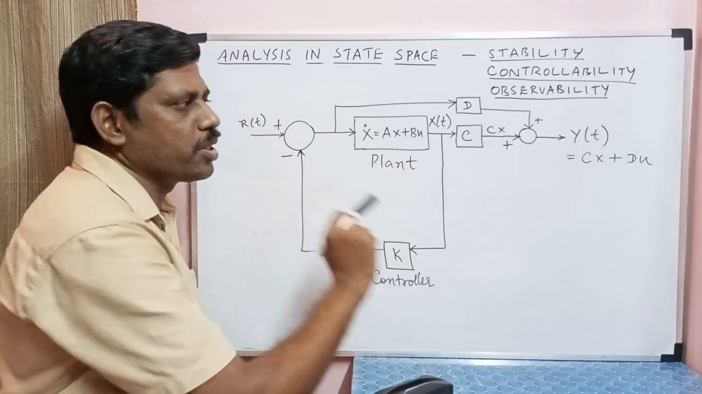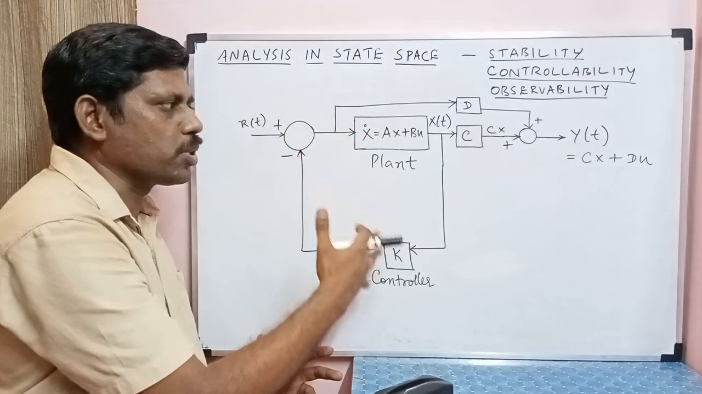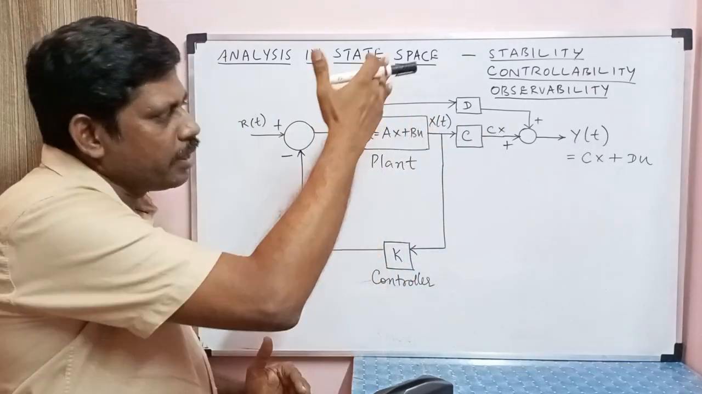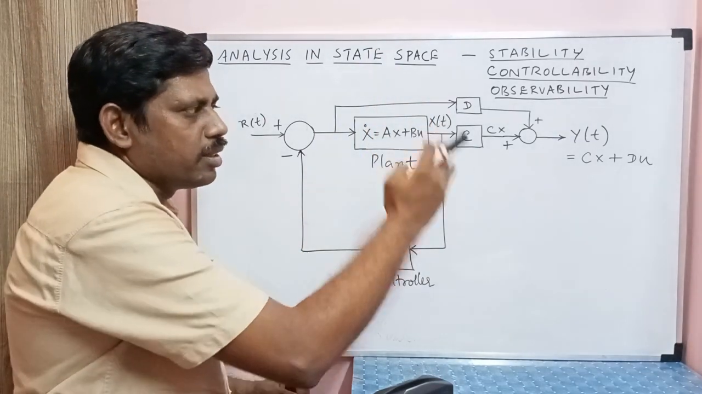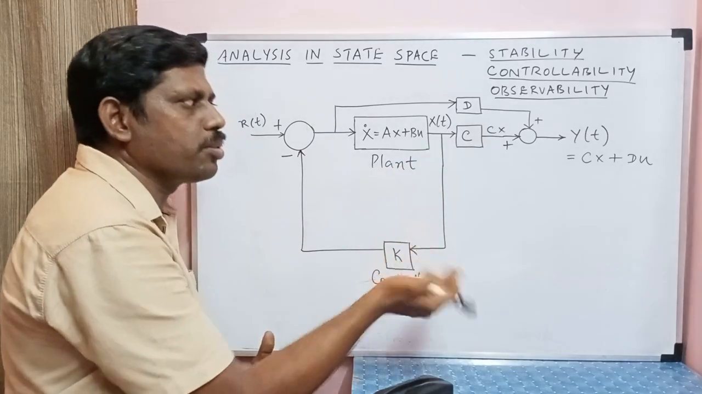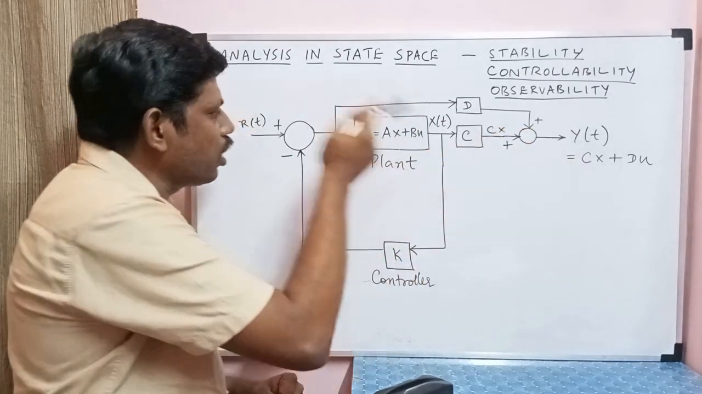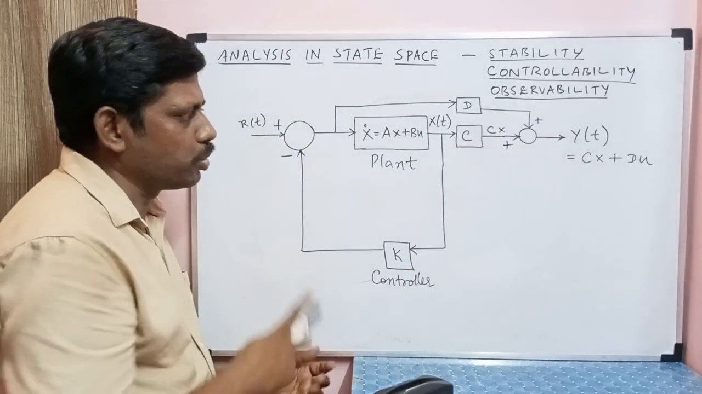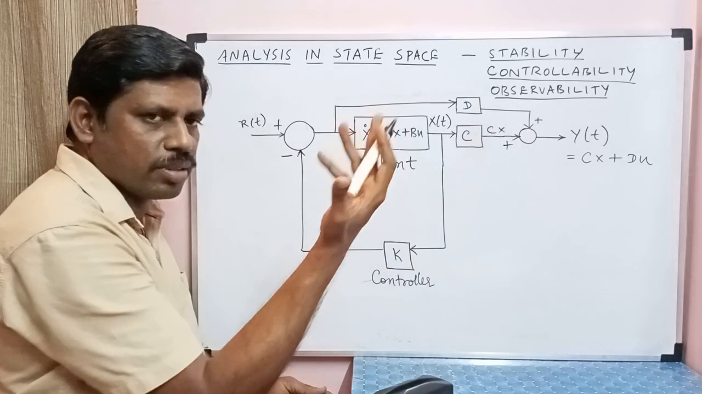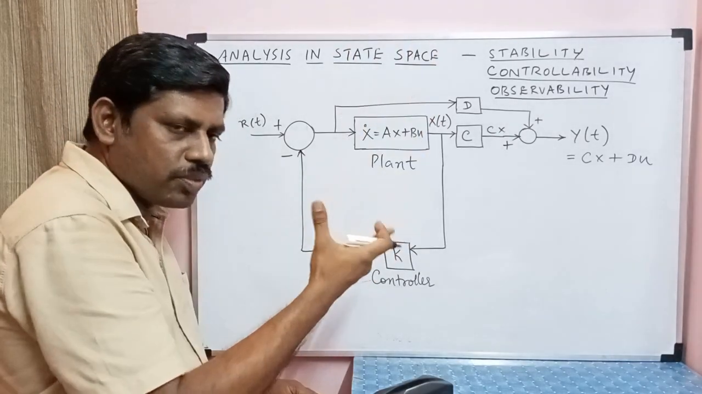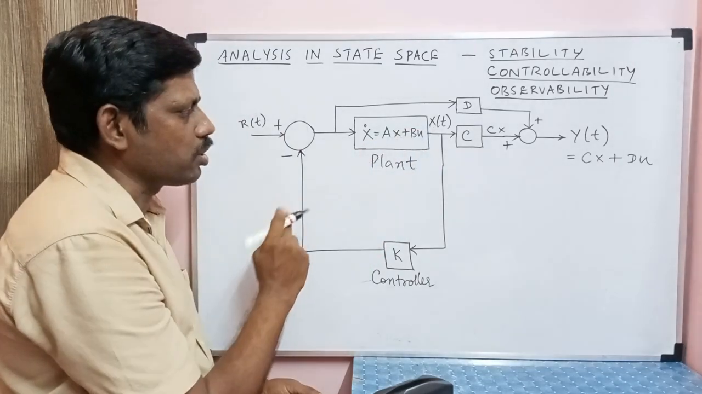All the variables which could be measured, we call the output variables, and all the internal variables which change with respect to time, we call the state variables. In case the state variables are not available for state feedback, we can try to reconstruct these state variables using the output y of t and u of t, that is, the input. Because the output variables can be measured, and the input is also available to me, I can try to reconstruct the state variables.